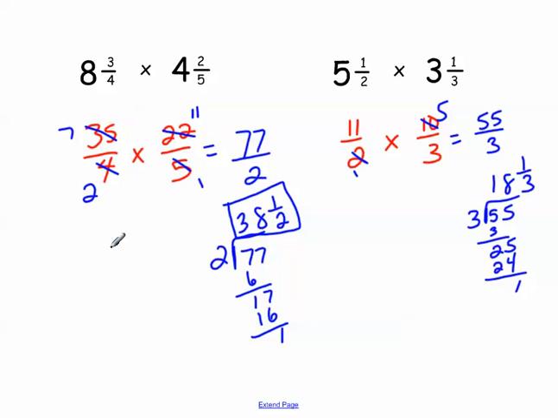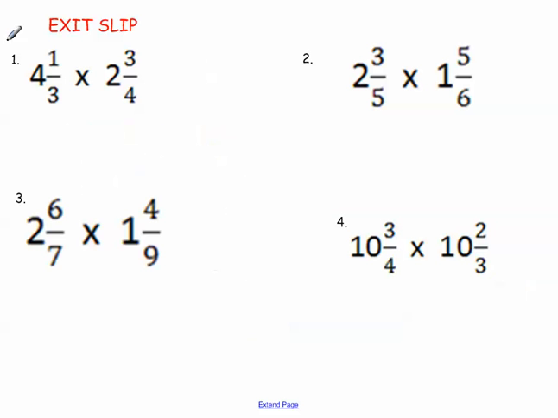Okay. All right. So you have 4 problems on your exit slip. These are the problems I'm going to be looking for. So again, if you're still having some problems, make sure you ask me.